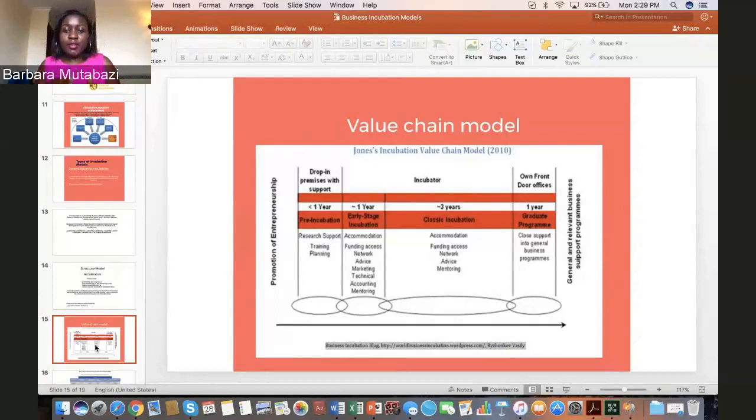And then from the early stage incubation, where you're offering all these services, you move into the classic incubation, where you're still going to now offer funding access. This is very, very important for any business model that you take on as an incubator, because you're going to offer them all this technical support, but if they don't have access to capital, the business is going to stagnate and they will not go anywhere.